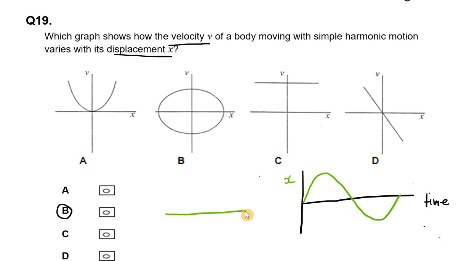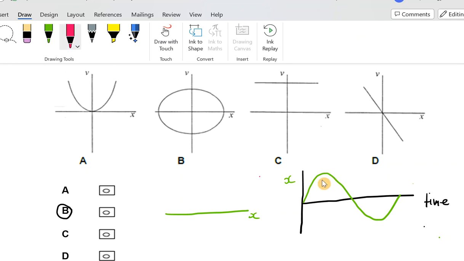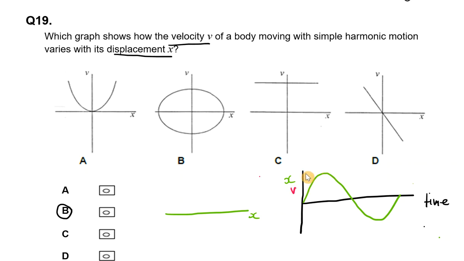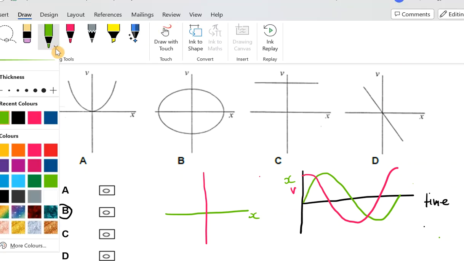Let's draw an axis there, an x-axis with displacement, just like they've got in the answers. And then we'll show how velocity varies with time, and velocity is 90 degrees out of phase with the displacement. Okay, so let's have a look at this time. We'll change colours, make it a bit easier to see what's happening.